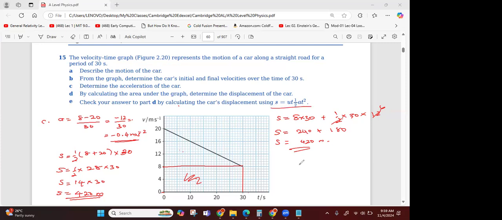And the last question: check your answer to part D by calculating the displacement using this formula. So it's s equals ut plus half at squared. You have to use this formula and find the displacement.